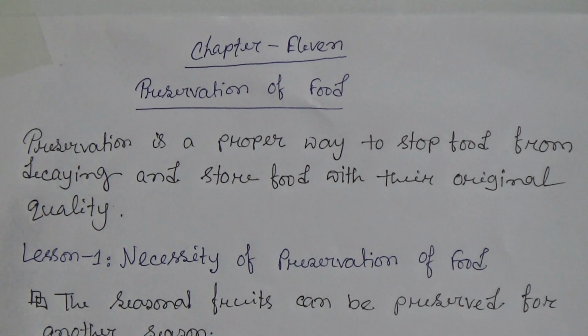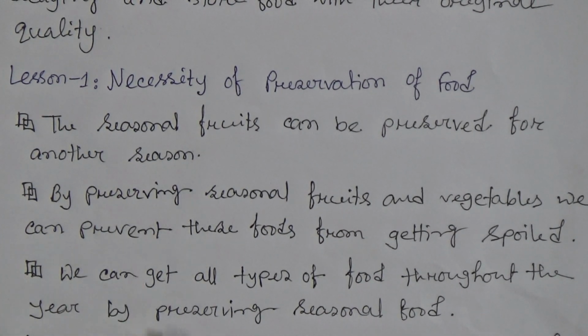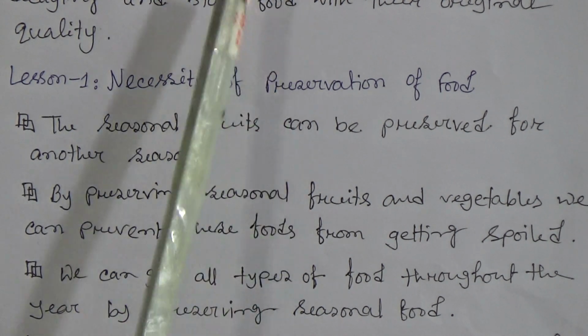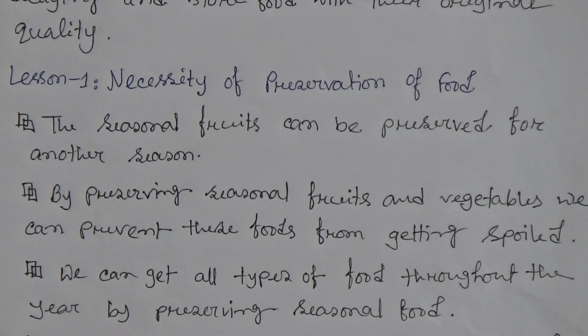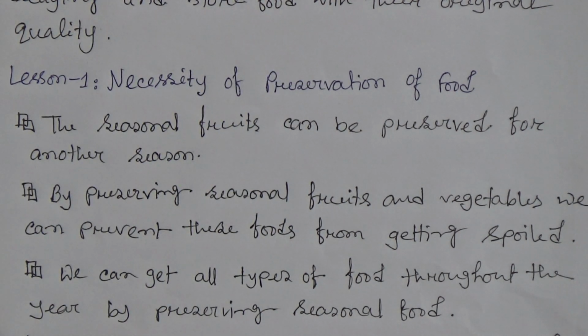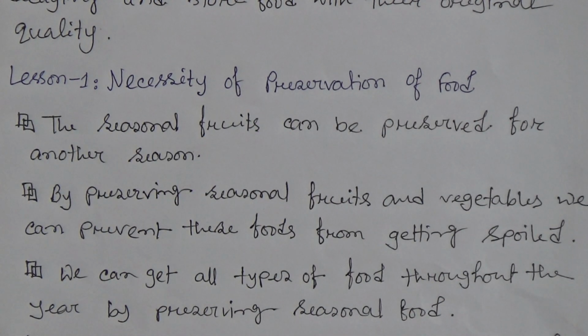And now lesson 1, necessity of preservation of food. That means this chapter is about different parts of preservation of food. That means what's the necessity of preservation of food, the process of preservation of food. Okay, so at first this is lesson 1, necessity of preservation of food. That means why should we preserve foods?